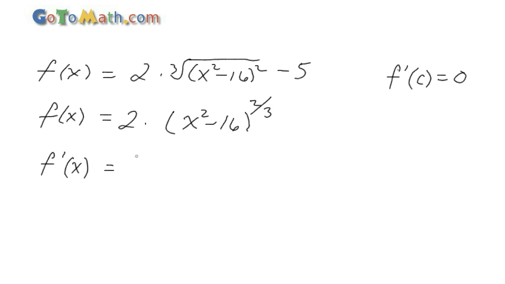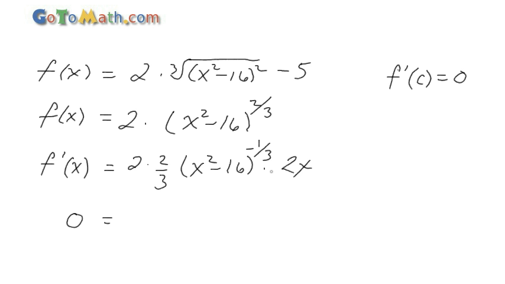So take the 2/3, bring it out front, rewrite, subtracting 1, so that becomes a negative 1/3, and then the derivative of the inside is 2x. I want to bring that out. And now what we want to do is go ahead, set this thing equal to 0.